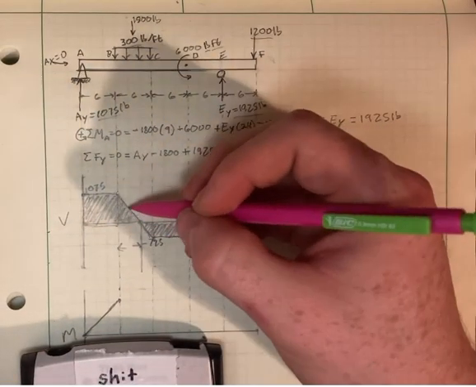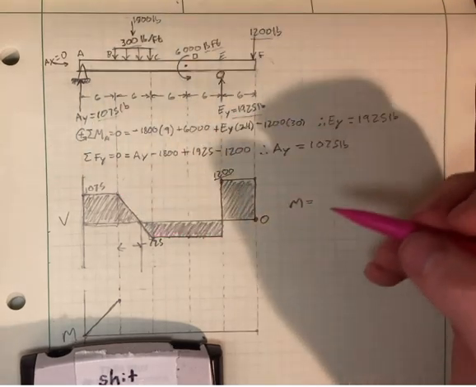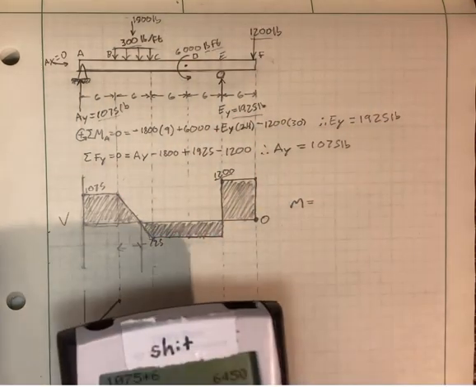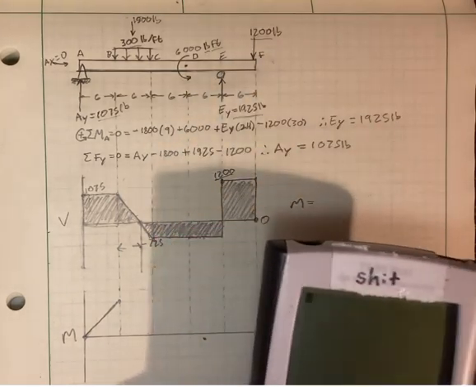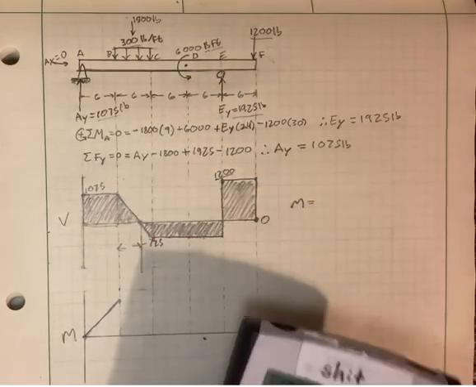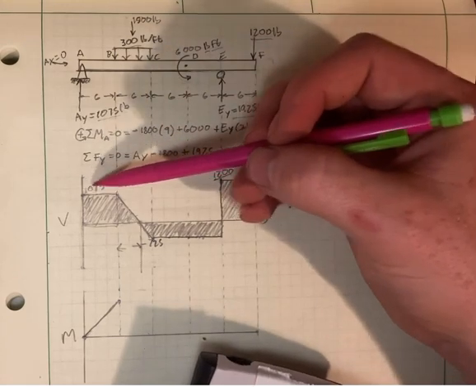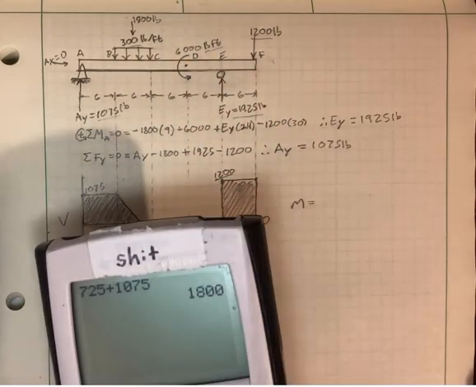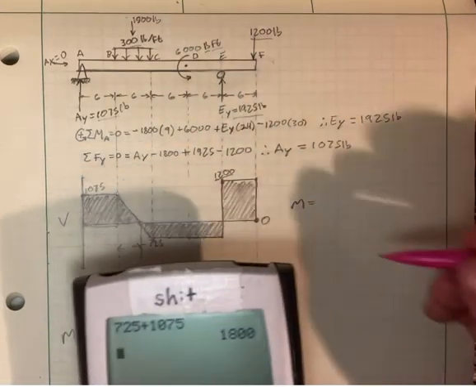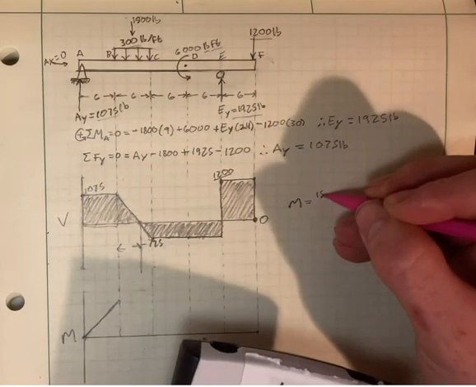The slope of this line is rise over run. So how much did we rise? This is down 725, so 725 plus, because I'm looking for magnitude here, 1075. That says that we rose 1800.